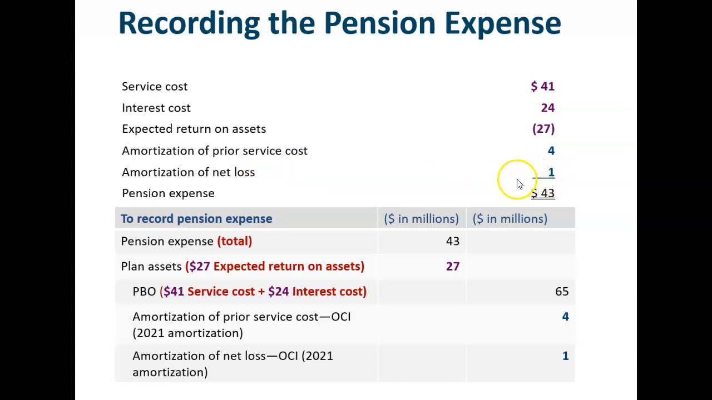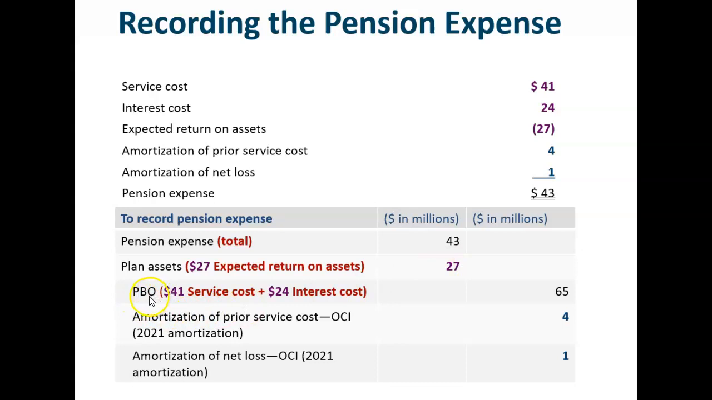The journal entry to record pension expense is as follows. Debit pension expense for the total amount, $43 million. Debit plan assets, $27 million for the expected return on the plan assets.